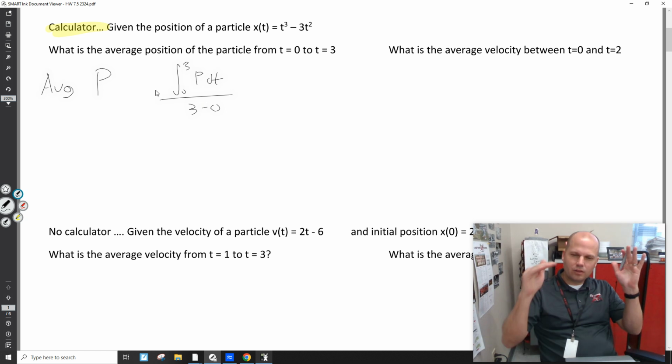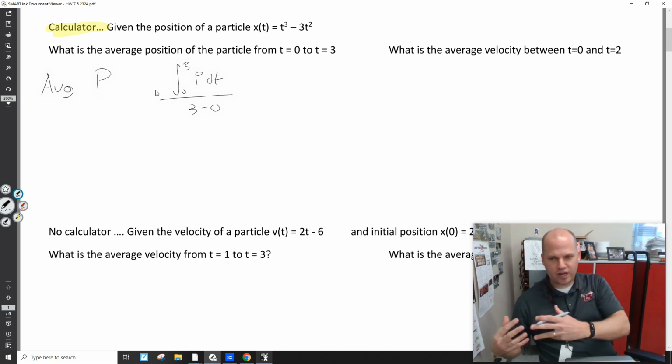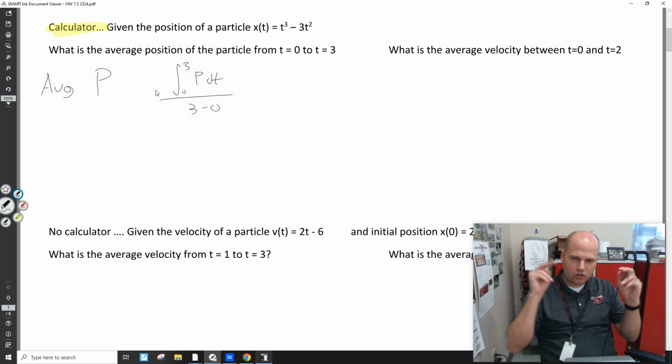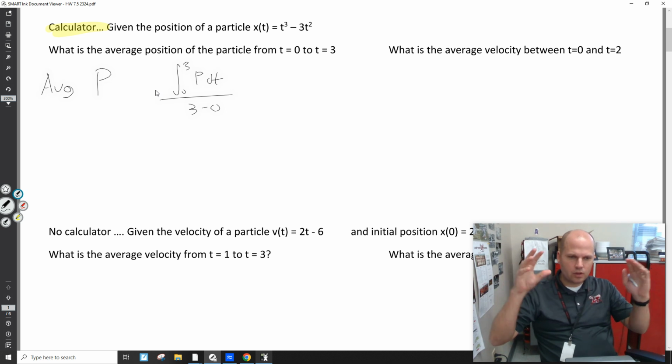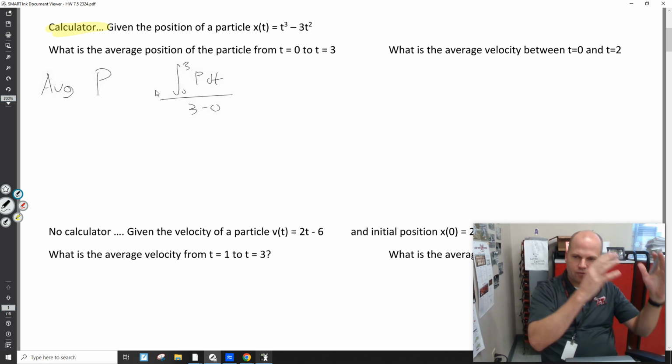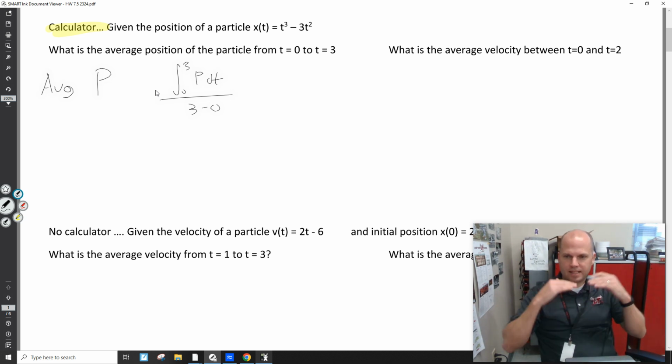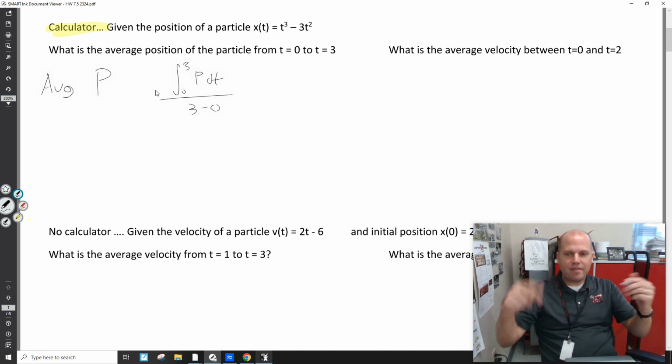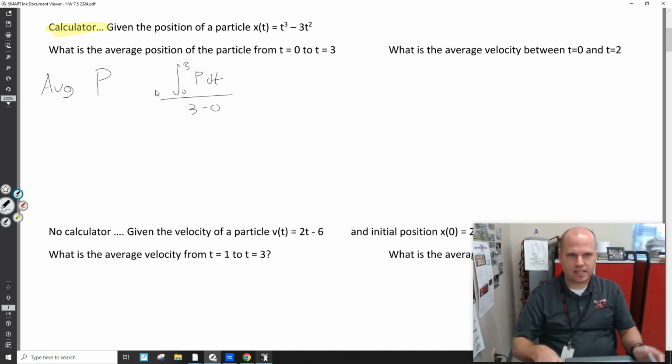We could transition from average rate of change, and the translation of the rate of change of position as velocity, to just an average of something: accumulate that something, divide by the total. And then if we don't have a calculator, we have to take an antiderivative.